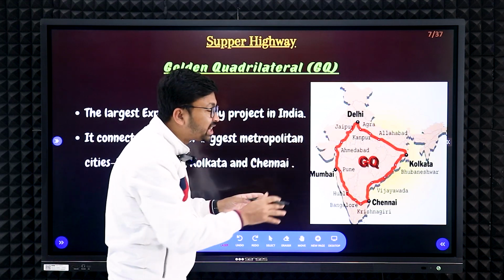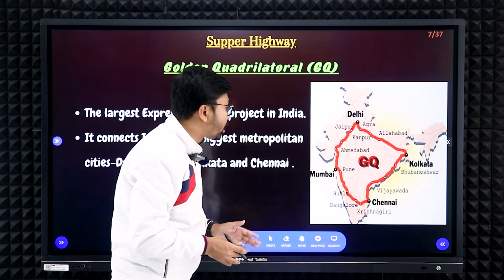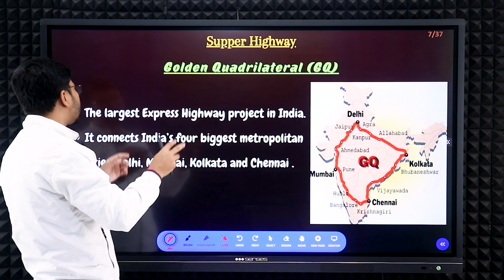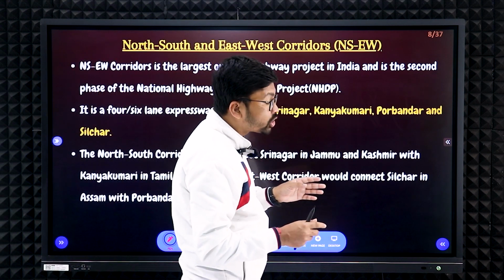You can see the four important cities, the metropolitans, located in four different corners of India, right? So the Golden Quadrilateral is very important. That is GQ, right? Next one, the North-South and East-West corridor.